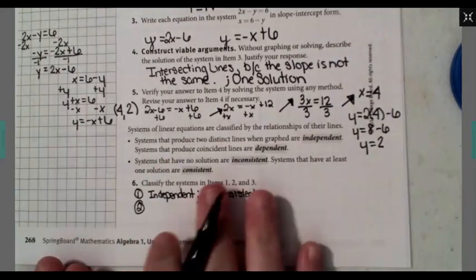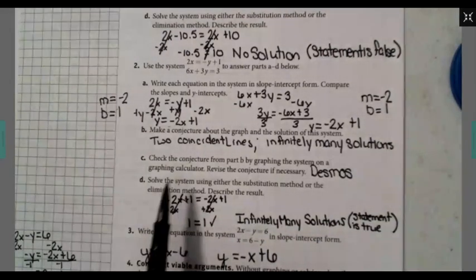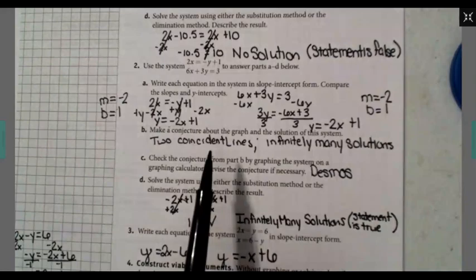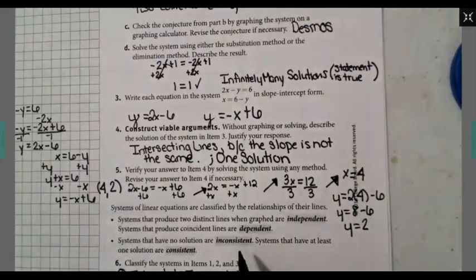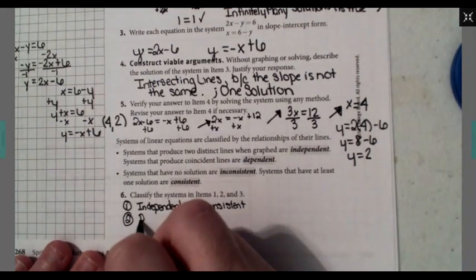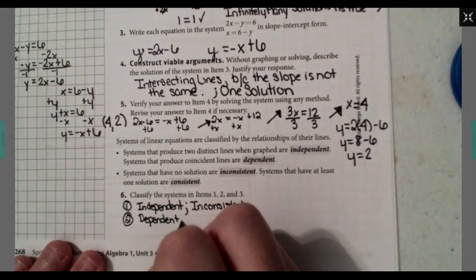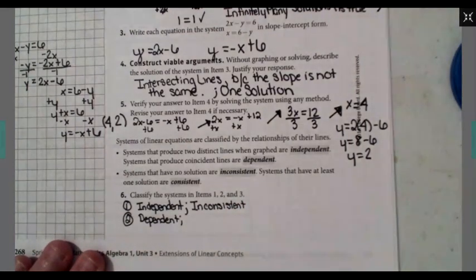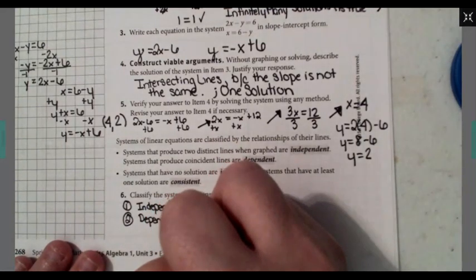Let's take a look at number 2. Number 2 was, at the bottom of the top page, 2 coincident lines, so 1 line, but infinitely many solutions. So that means, since it was coincident lines, those are dependent. And it has infinitely many solutions, so that would make it consistent because it has at least one solution.